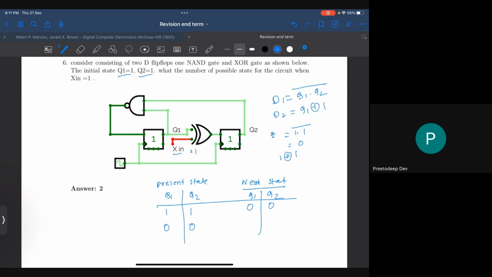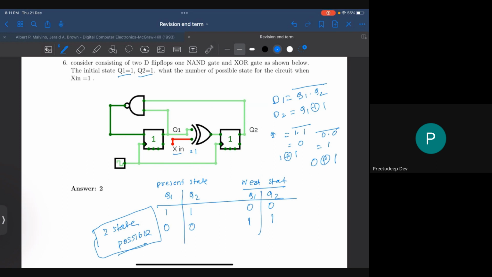So 0, 0: you can see that 0 dot 0 complement will be 1, and 0, 0, 1 will be 1. So it will be 1. Again it will be so; only two states are possible. So yeah, this type of question will come in the end term.